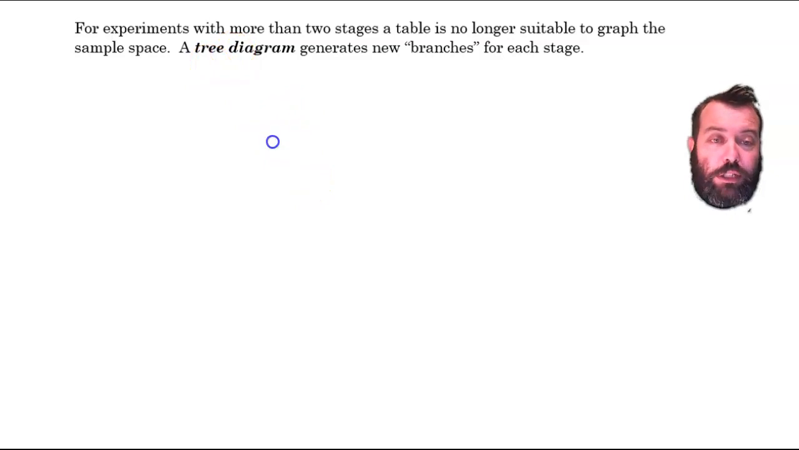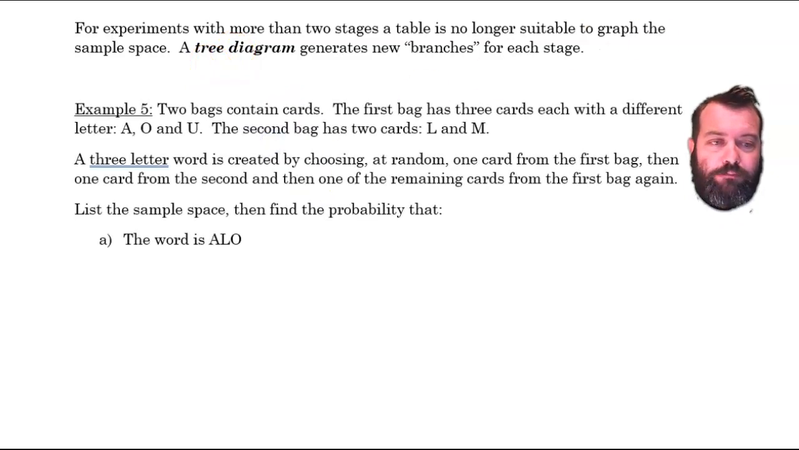Tree diagrams have their limitations as well. They do allow us to do more than 2 stages, but they can get a little out of control if the number of outcomes keeps increasing. With our tree diagram, we have a start point, and for every stage we generate a new set of branches on our tree. I'll show you how that looks.